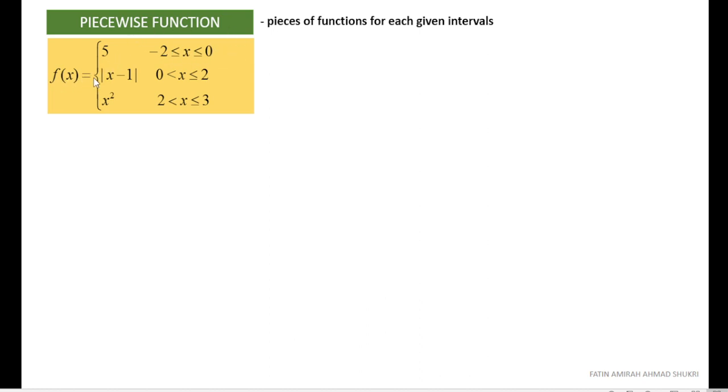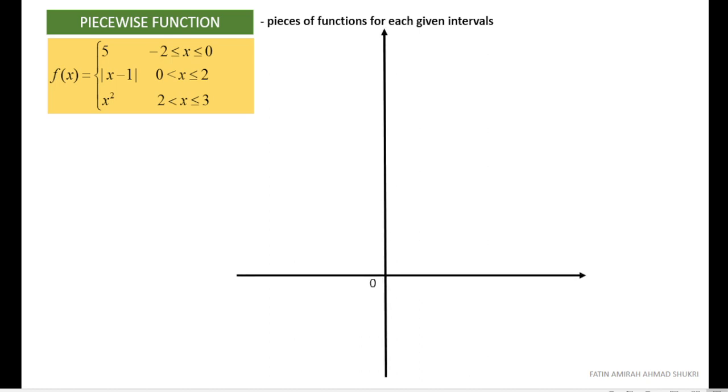And then the function is equal to absolute value of x minus 1 for the given subdomain x between 0 and 2, 2 inclusive, 0 is not included. While the last function is x squared. Okay, the last piece here, x between 2 and 3. You can see here that x does not include this endpoint, but x defined at 3 includes it. Alright, let us sketch the graph of a piecewise function.